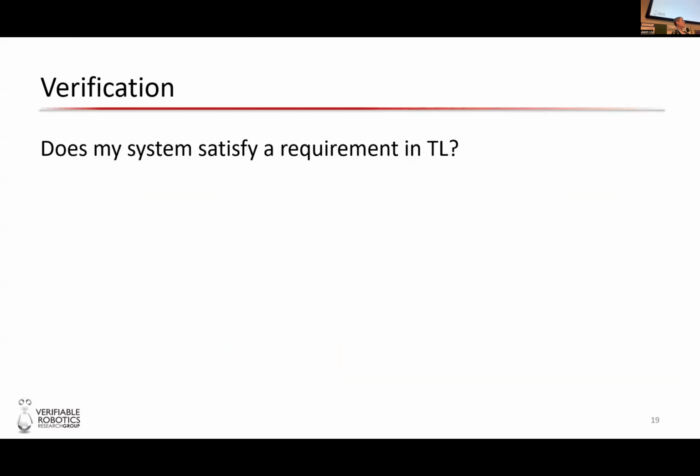So first, verification. Verification is the process of, given a system, someone already built a system, and given a requirement, can I prove, or can I find a counterexample, that the system satisfies the requirement? That's verification. I already have the system, I'm checking it. I want to verify it. There are many, many techniques to do this, and there are probabilistic techniques and so on. But you have to have a requirement, and the requirement is typically given in temporal logic.